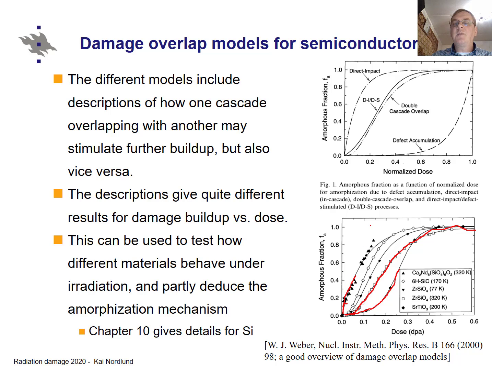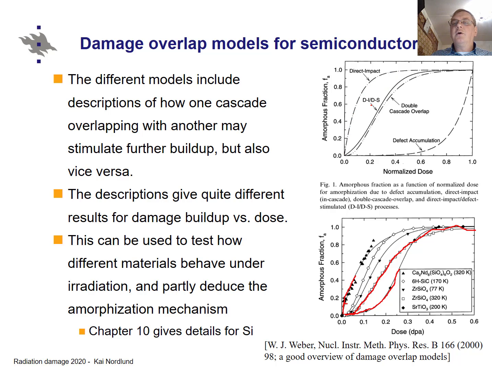There are many models which can describe this. In the direct impact model, you just damage a crystal, and when a new cascade arrives it damages everything it affects, but the pre-existing damage doesn't really affect the new damage. Then you have a simple strong linear increase until you reach saturation.